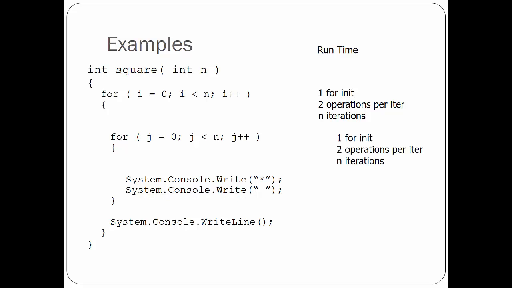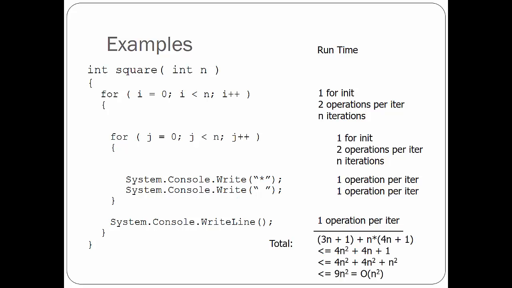The inner loop is essentially the same. 1 for the initialization, 2 for each iteration, 2 write statements, and n iterations for a time of 4n plus 1. We then take the time for the inner loop and multiply it by the number of iterations for the outer loop. Multiplying this all out, we get 4n squared plus 4n plus 1.